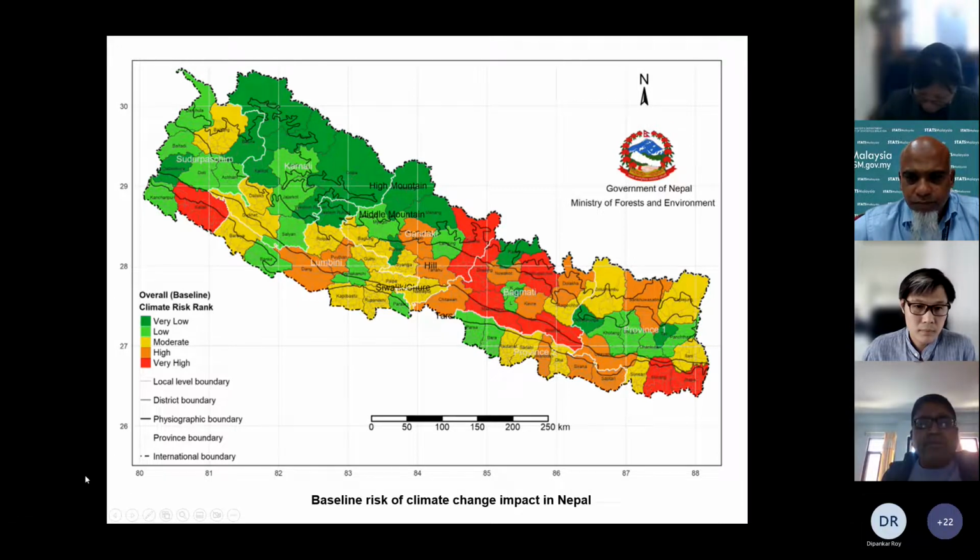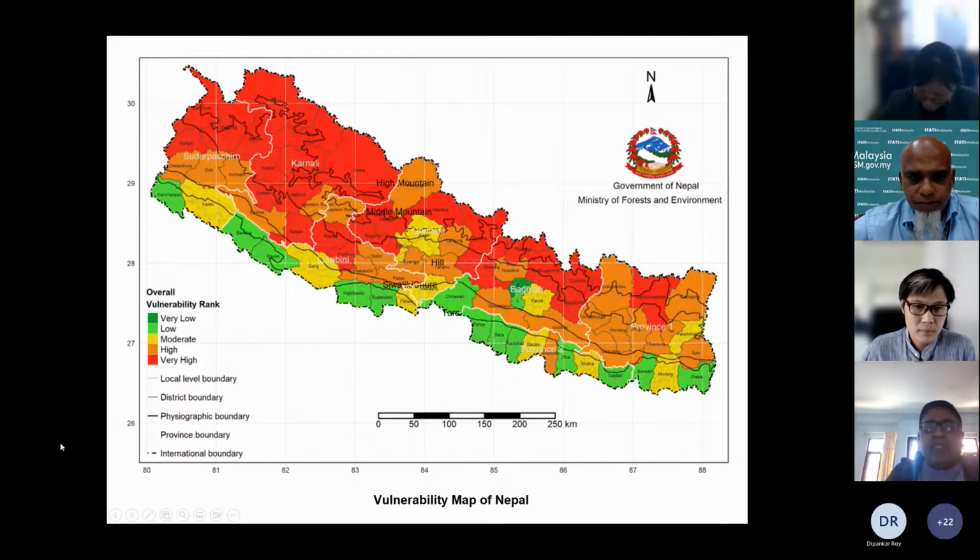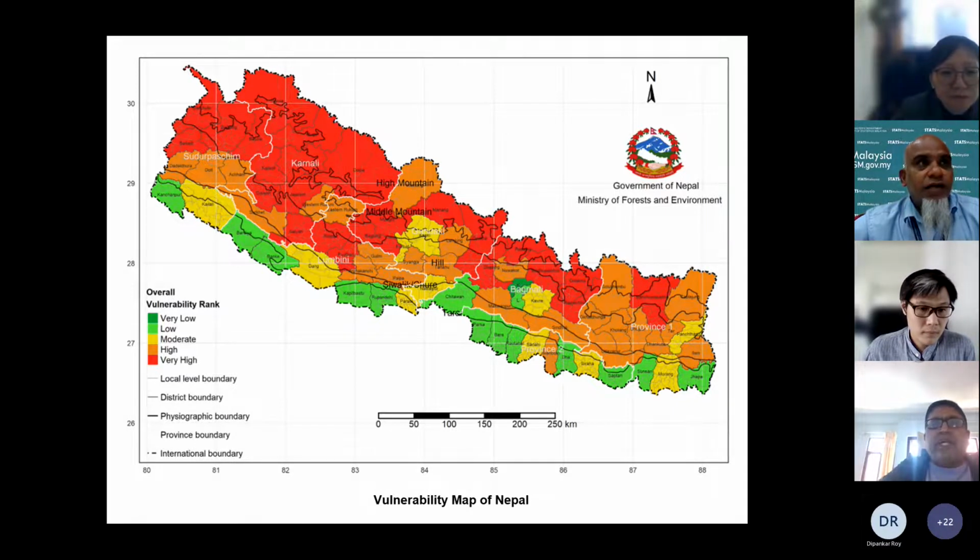Similarly, next slide, please. This kind of map is also produced by the ministry. Vulnerability map. That was the impact; this is the vulnerability. How vulnerable is the district? Very low vulnerable, moderate vulnerable, high vulnerable, very high vulnerable. These are the mountain areas of Nepal, the middle hill part, and below it the Tarai, the plain part. In this way, the vulnerability is counted in Nepal.